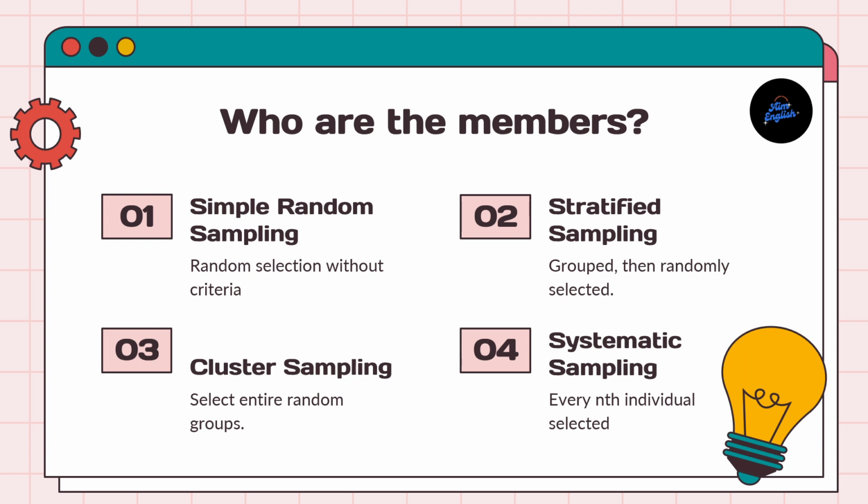So use probability sampling when you want your results to generalize to a larger group, and when you want to identify all members of your population.